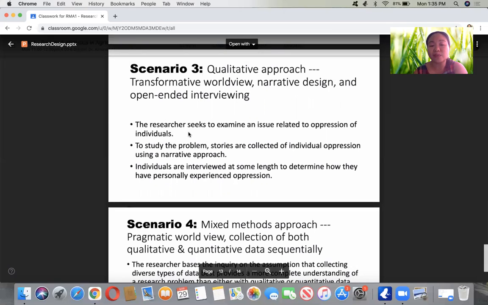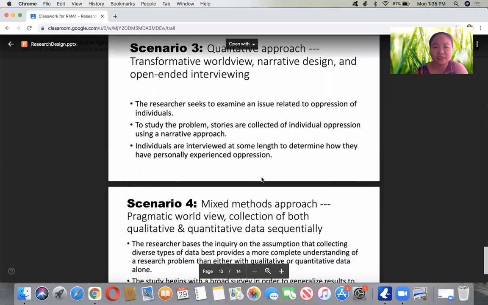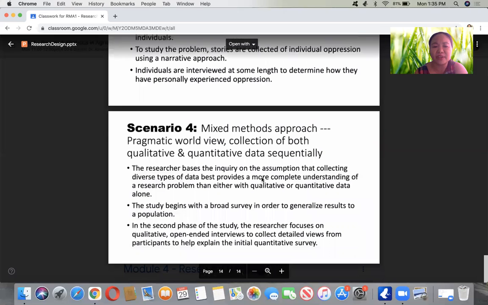So in this case, the researcher seeks to examine an issue related to the oppression of individuals, for instance. So to study the problem, stories are collected from individual oppression using narrative approach, and then individuals are interviewed at some length to determine how they have personally experienced oppression. So that's the third scenario.